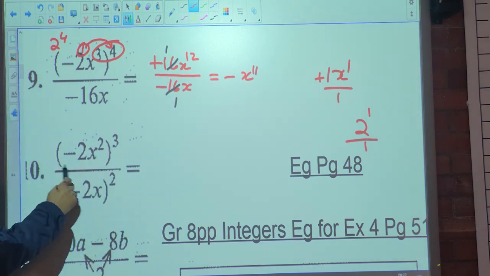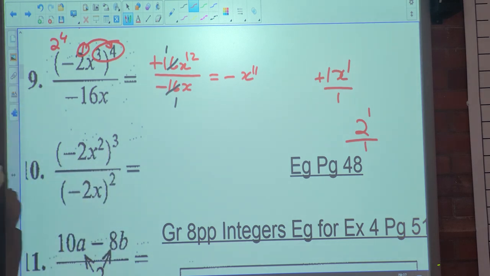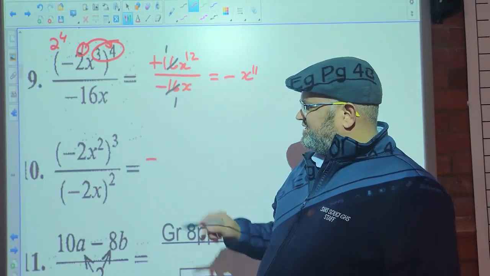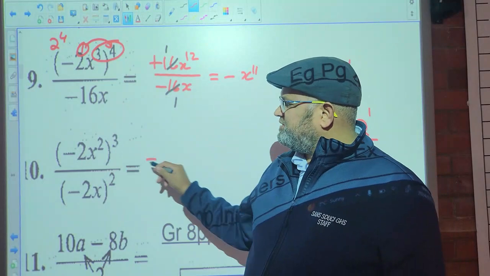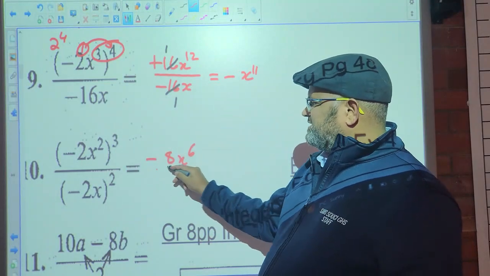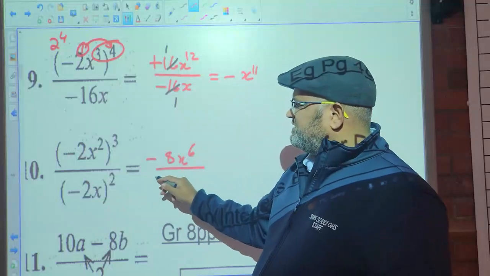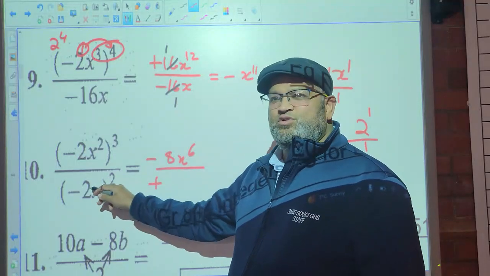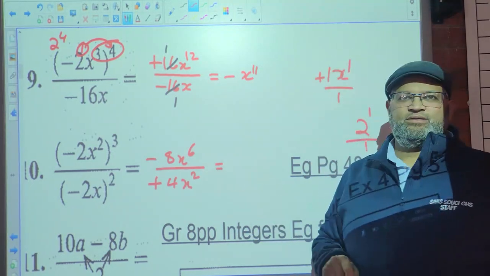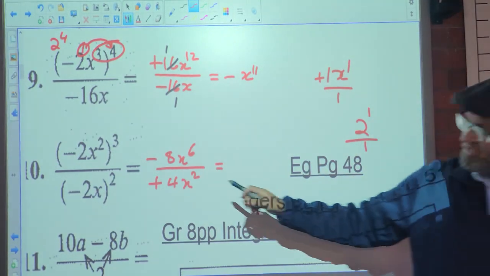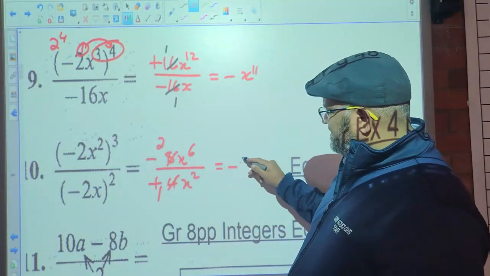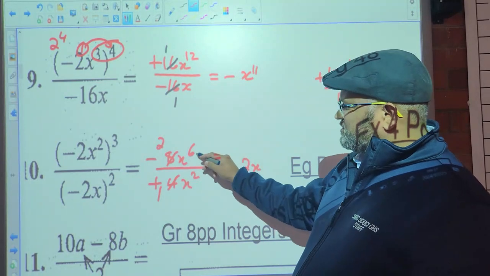People, the next one, again the brackets have to be done first. Negative to an odd exponent will always be negative. 2 cubed, 8. x, 3 times 2 is? 6. And that is all over. Negative squared is? Positive. 2 squared is? 4. x squared. Understand? What's negative divided by positive? Negative. 4 going into 4 once, 4 going into 8? So x. 6 minus 2 is?